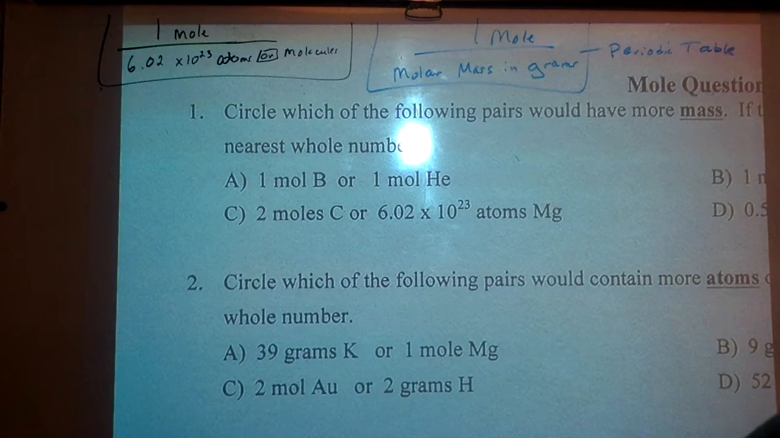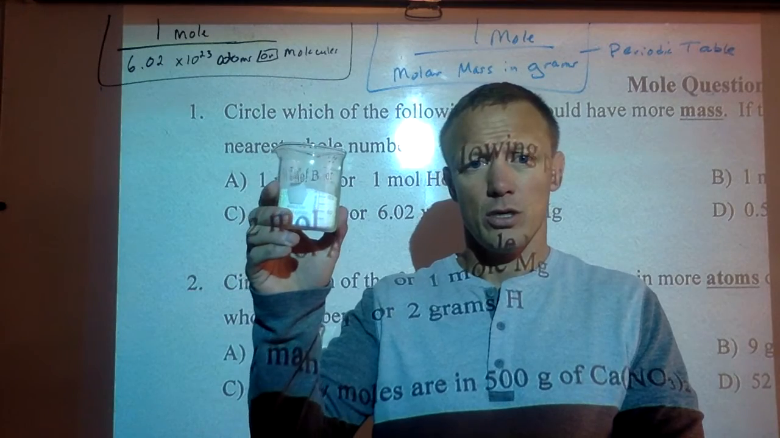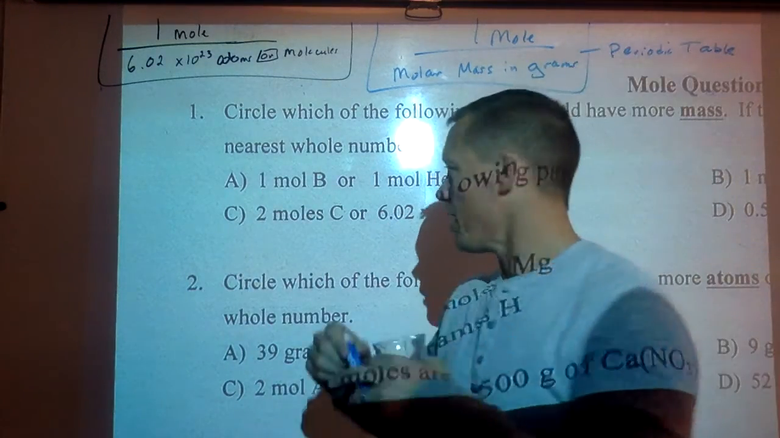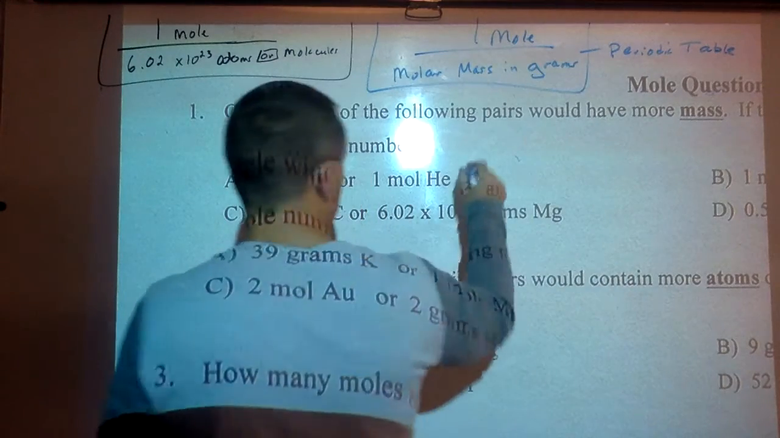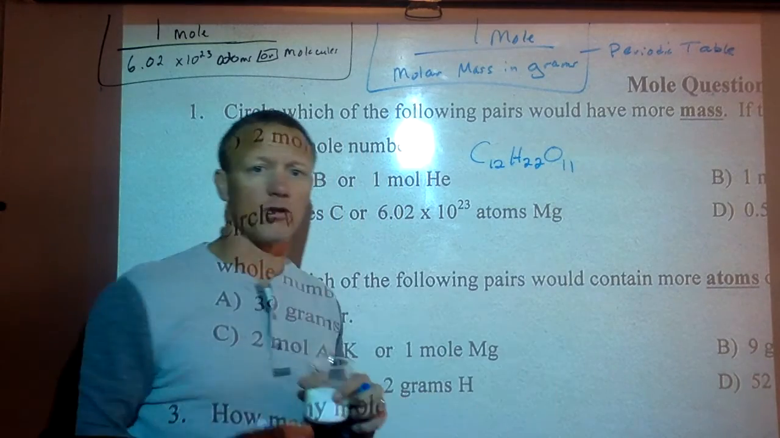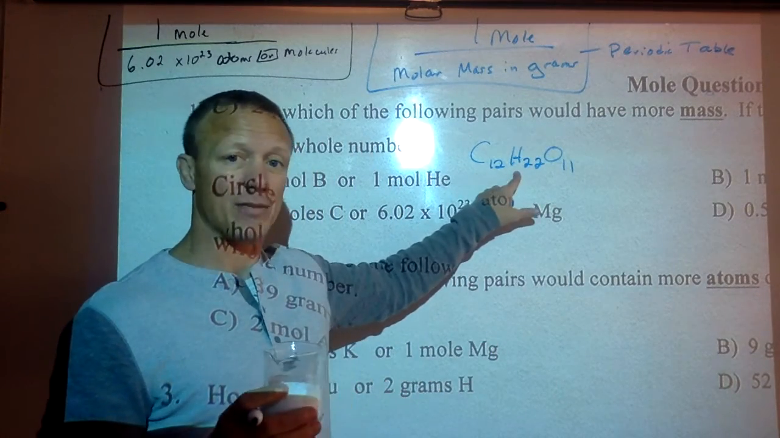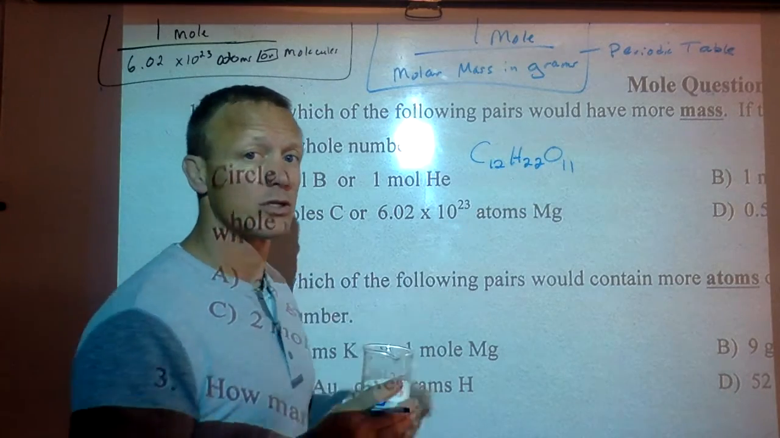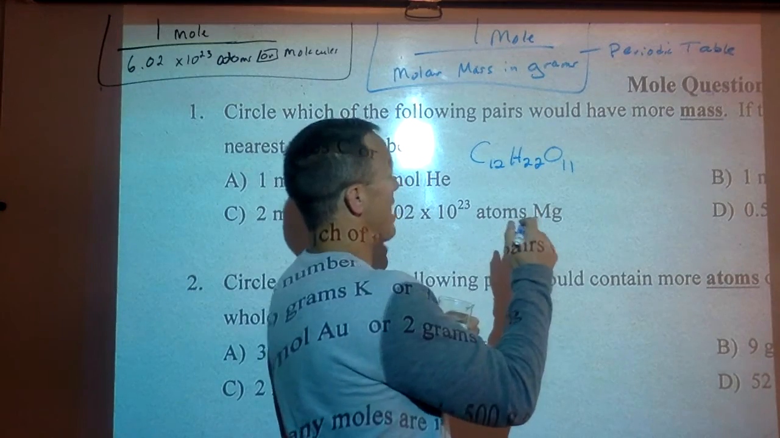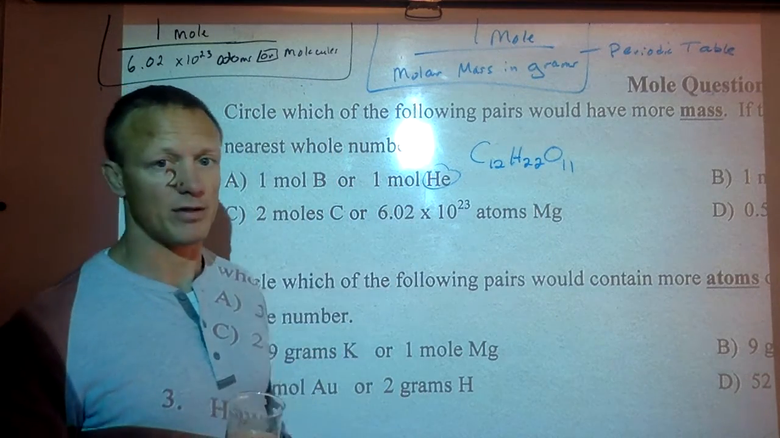For example, a mole of sugar is a mole of molecules, meaning you have a mole of C12H22O11. You have a mole of those molecules, and each of those molecules has a bunch of atoms in it. So you can have a mole of molecules, or formula units, or you can have a mole of atoms, such as helium, which means you have 6.02 times 10^23 atoms of helium.